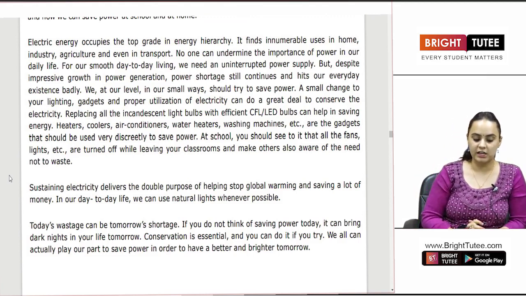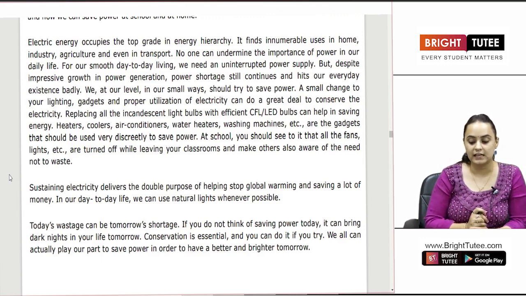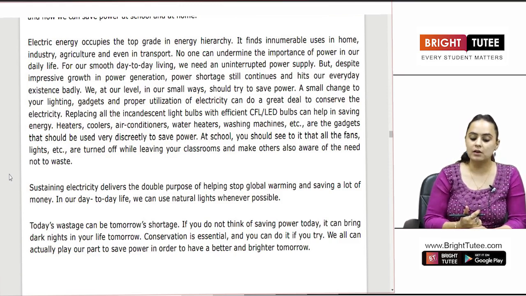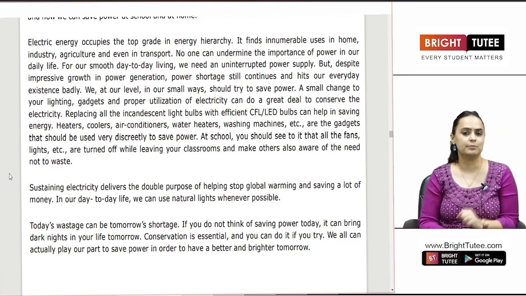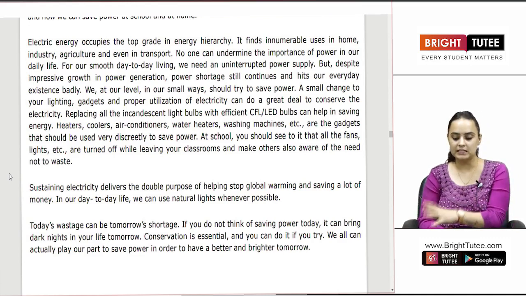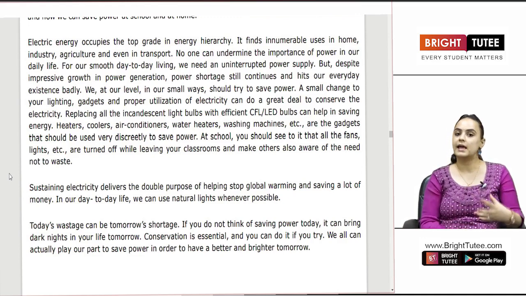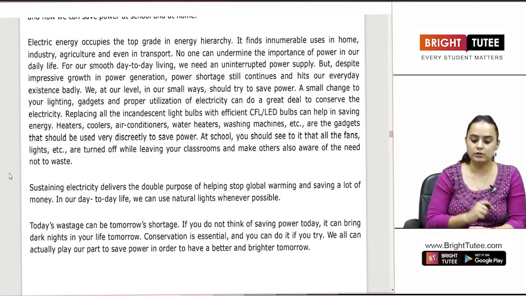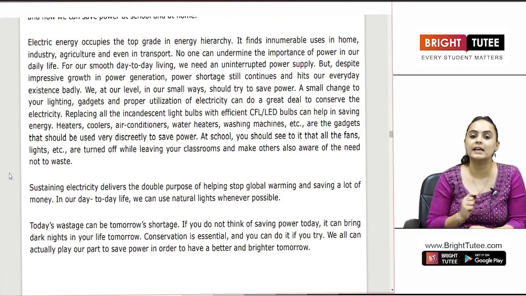A small change to your lighting, to your gadgets, proper utilization of the electricity can do wonders in saving the power. Replacing all the incandescent light bulbs. Incandescent, those bulbs which shine very brightly. So, replacing them with LEDs and CFLs is one such step. Heaters, coolers, air conditioners, water heaters, washing machines, etc. are those gadgets which need a lot of power, and thus they should be used in a very wise manner so that the power can be used wisely.